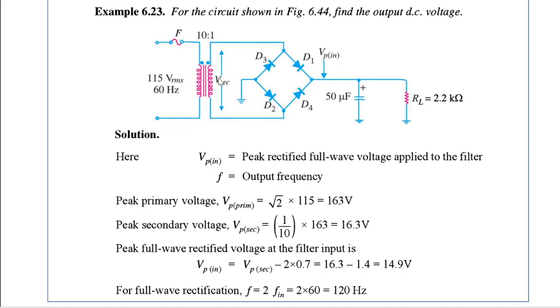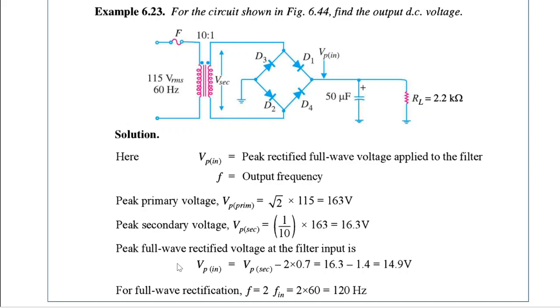First, we need to calculate the peak secondary voltage. We know the equation: secondary voltage divided by primary voltage equals secondary turns divided by primary turns. We are given the RMS value, so first let's find the peak primary voltage. Multiply the RMS value with root 2, that is root 2 into 115. This is 163 volt. Then using the equation of the transformer, you can find the peak secondary voltage. This is 16.3 volt.